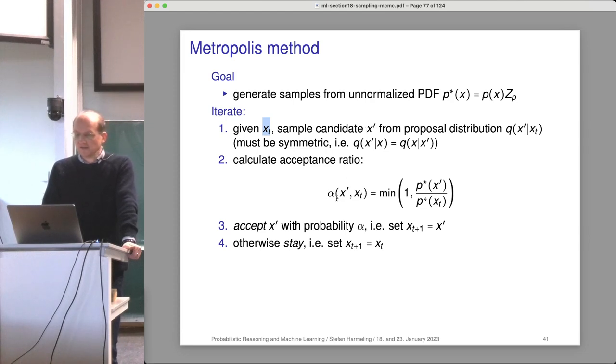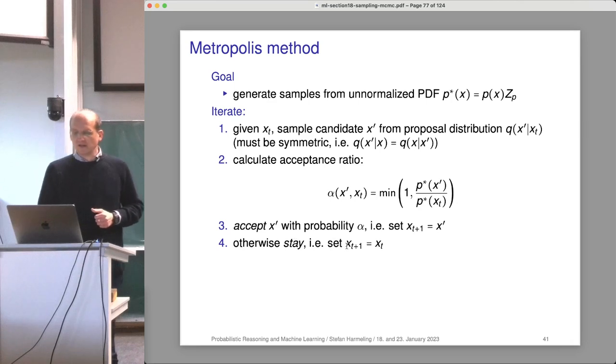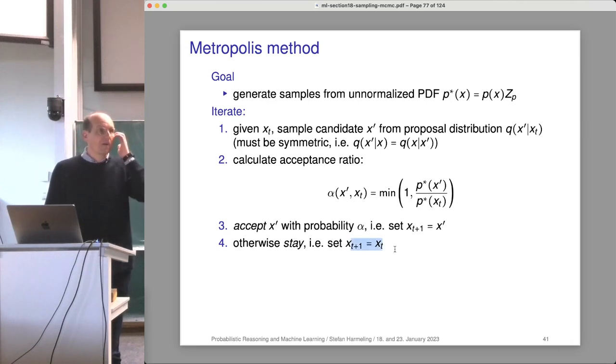And this candidate is either accepted, in that case, the next one will be our x prime, or we don't accept it, and in that case, we stay where we are, and our next sample is our xt. Okay? So now, what is the condition to accept the next candidate? Intuitively, we are calculating a probability that tells us whether we should accept it or not.